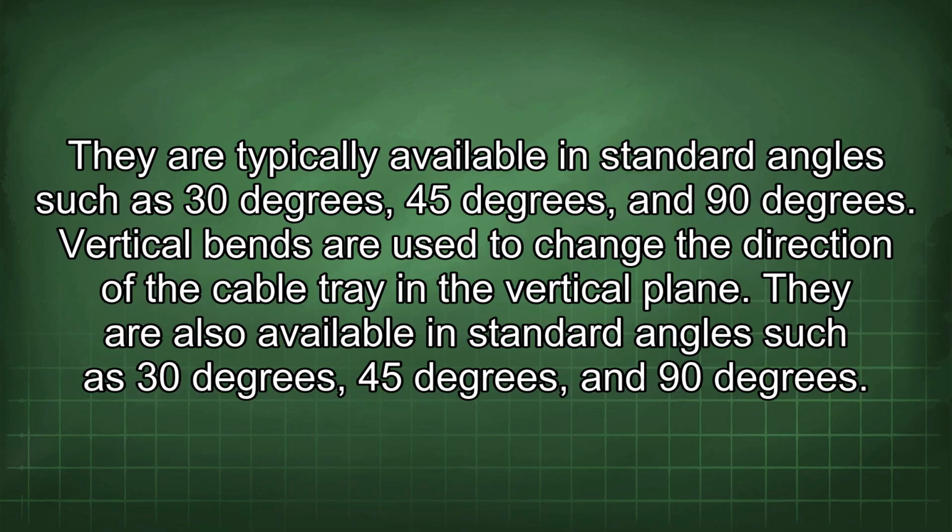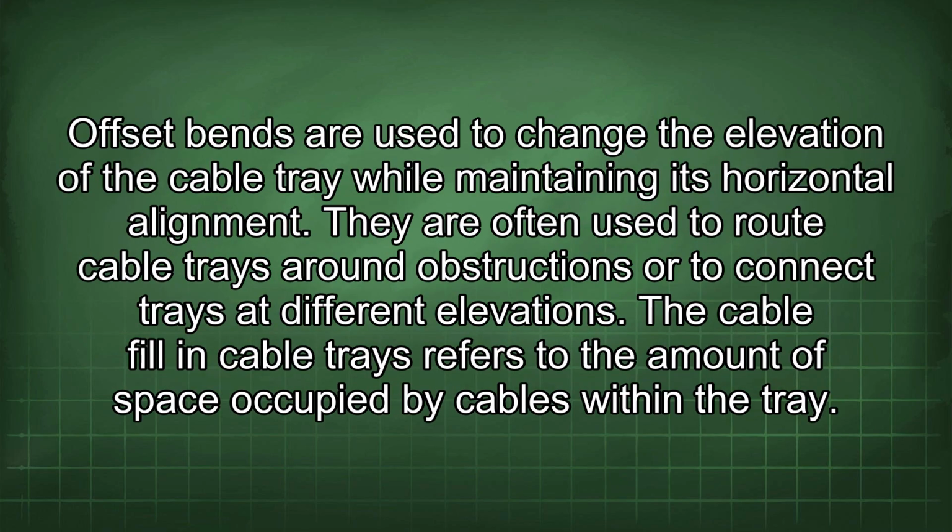Vertical bends are used to change the direction of the cable tray in the vertical plane. They are also available in standard angles such as 30 degrees, 45 degrees, and 90 degrees. Offset bends are used to change the elevation of the cable tray while maintaining its horizontal alignment. They are often used to route cable trays around obstructions or to connect trays at different elevations.